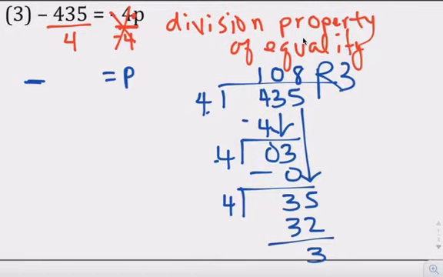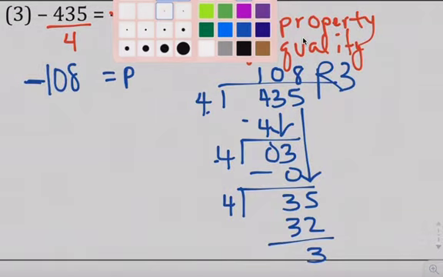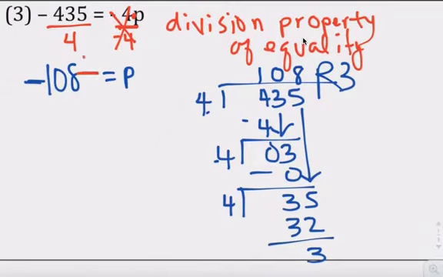You can stop. Remainders are much easier than decimals. You brought down every number, so do not put a decimal. Instead of a decimal, you put a R3. So your answer is negative 108. Now, here's how you write remainder: remainder 3. Your denominator happens to be this 4 here. Your remainder is always your numerator. And that is your answer.